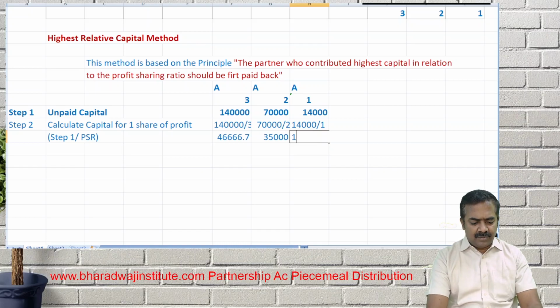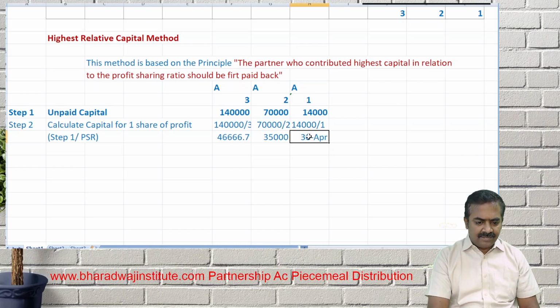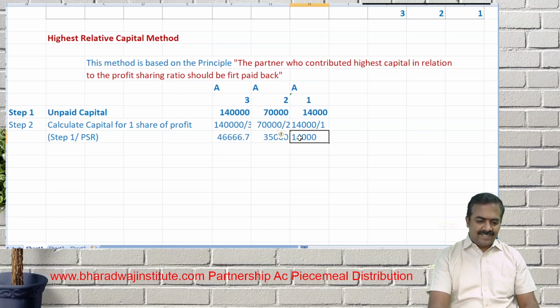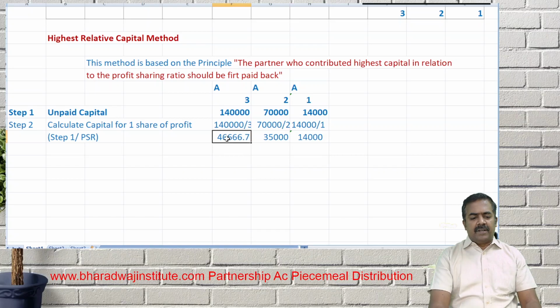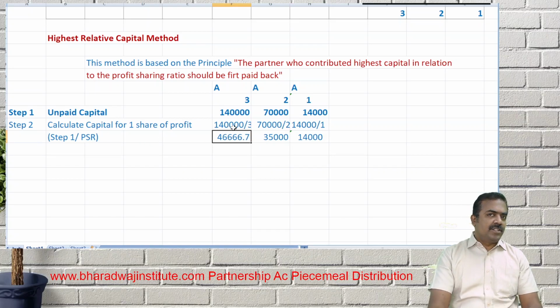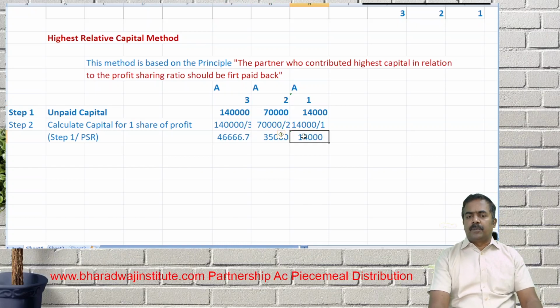How much does it come to? 14,000. So wait. This is the capital contributed for every 1 share of profit. Clear? 1,40,000 contributed for 3 shares, 70,000 for 2 shares, and so on. So when we divide the capital, we get the capital for 1 share of profit.